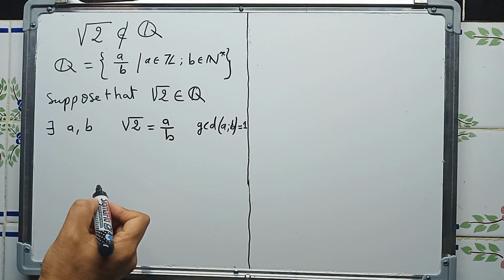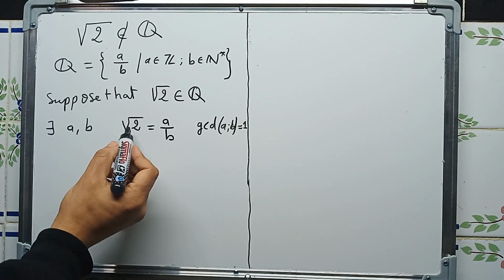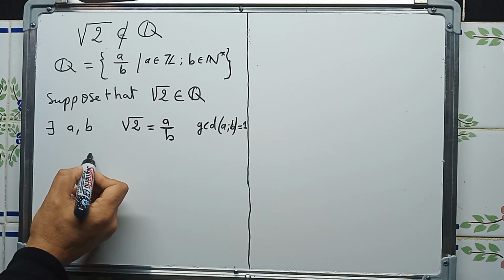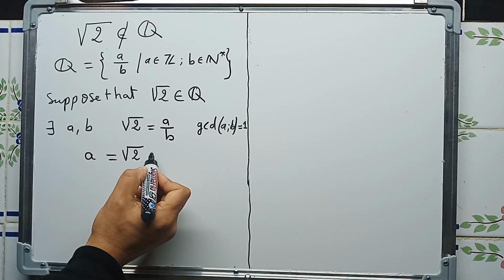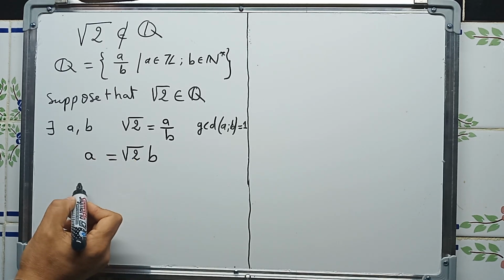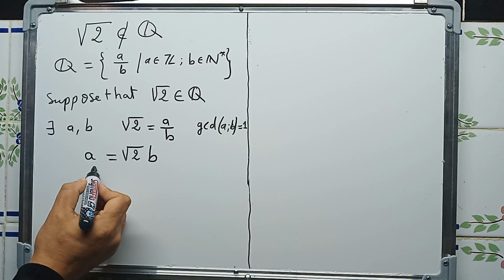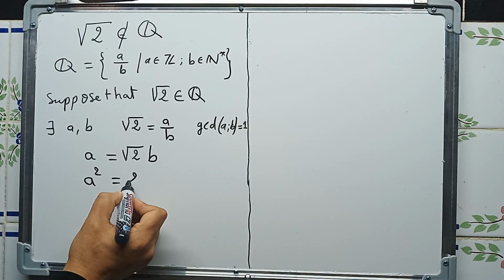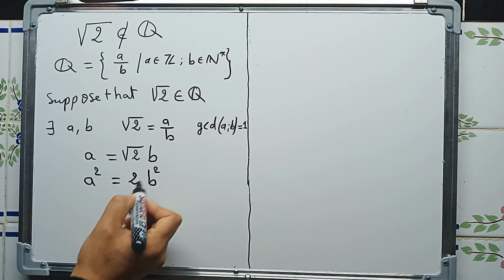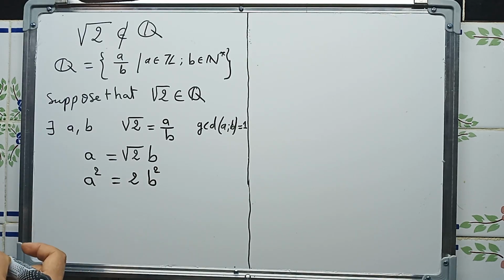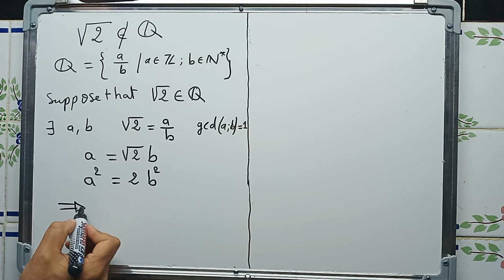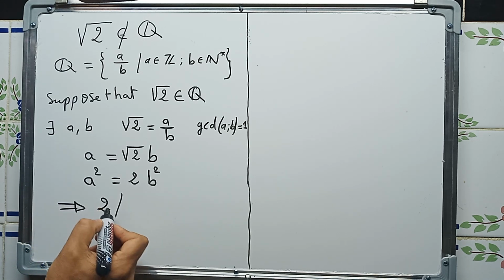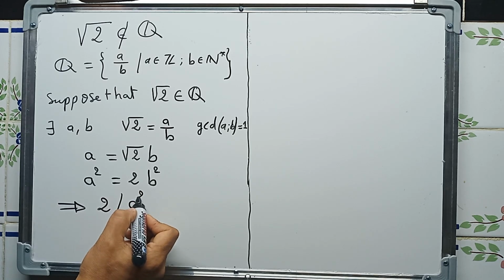So this will imply that a equals square root of 2 multiplied by b, and by squaring we get a squared equals 2b squared. And from this equality, 2 is always a divisor of a squared. This implies that 2 is a divisor of a squared.